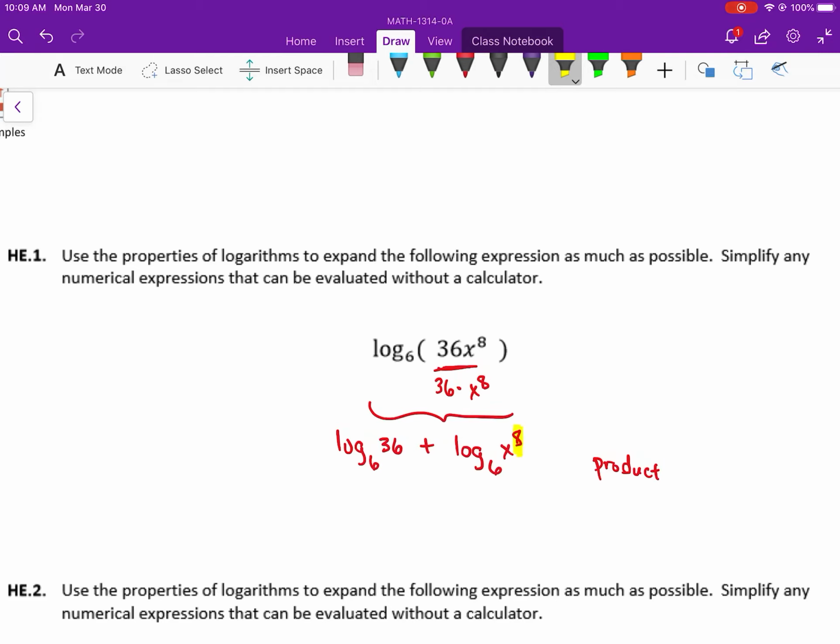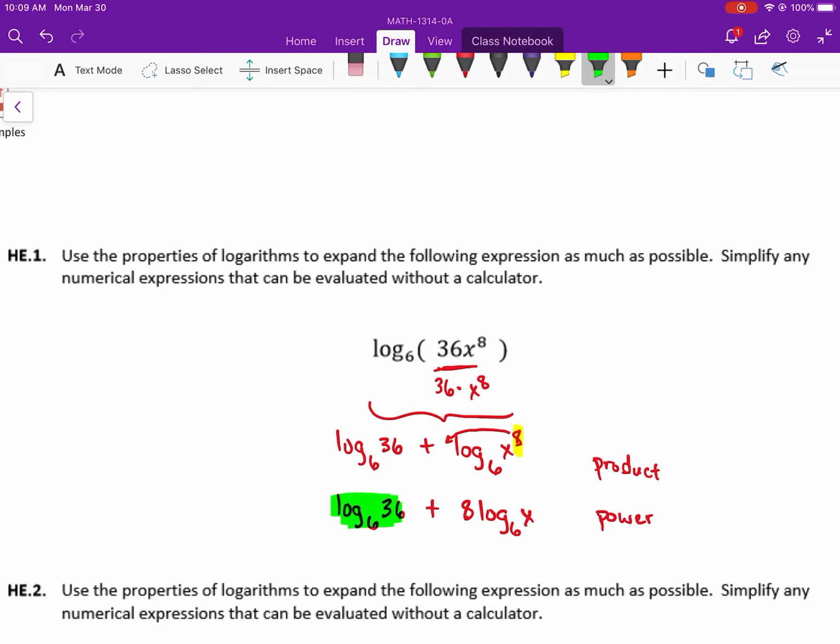Now notice I did have to write log base 6 twice. The next step would be to use the power property to move this exponent, which I'm highlighting in yellow, to the front. Over here on the left side, this is going to stay exactly the same: log base 6 of 36 plus 8 times log base 6 of x. And this is my power property. We move that 8 right there to the front.